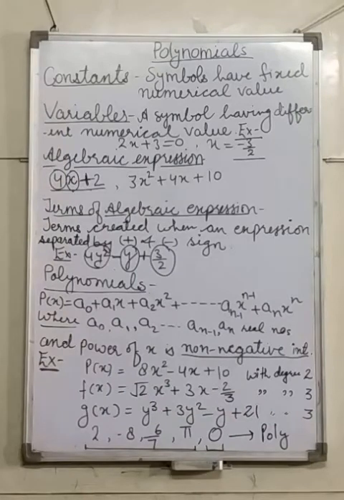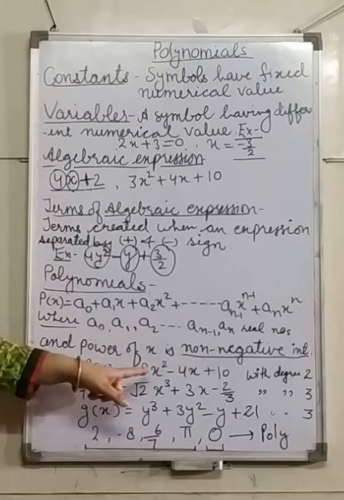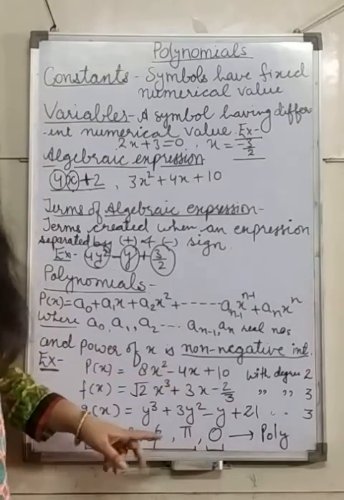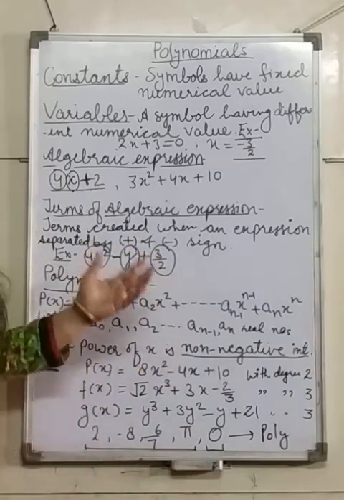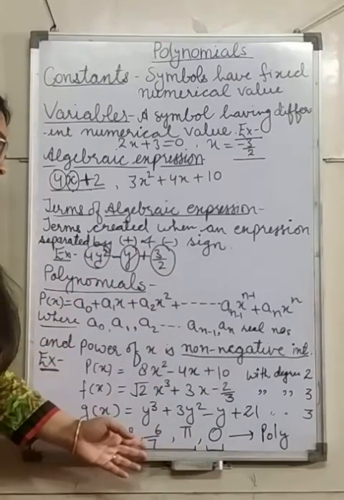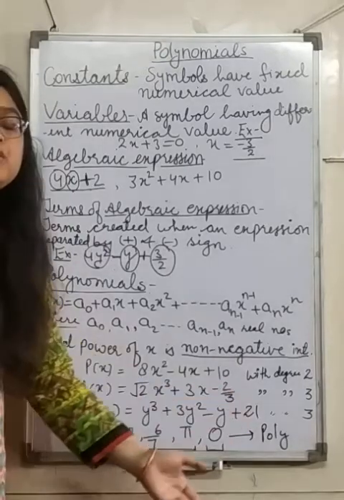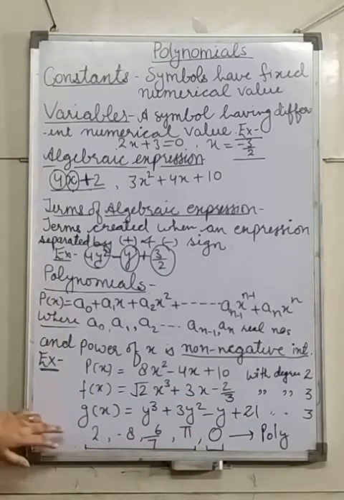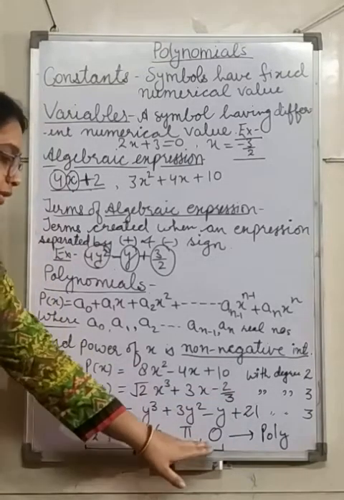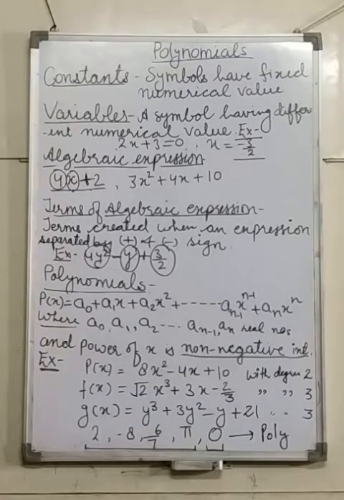It is not necessary that a polynomial must contain a variable. 2, -8, numbers, fractions, 6/7 only, pi, 0 are also polynomials. These are called constant polynomials and 0 is called the zero polynomial. Fine.